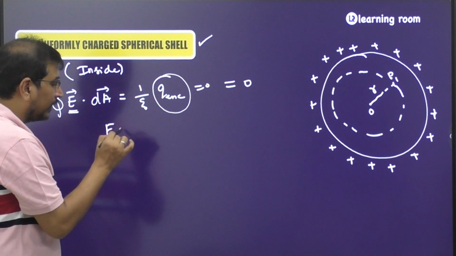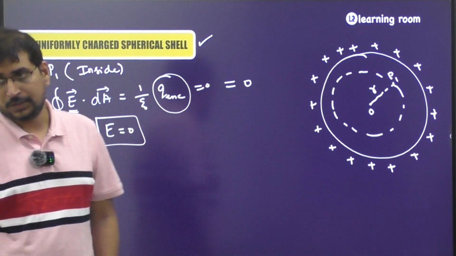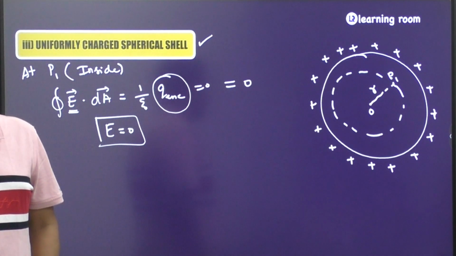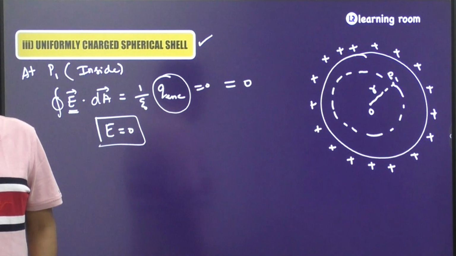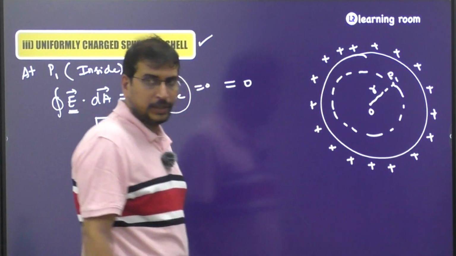Meaning there is no electric field present inside a spherical shell. So where does it start from? It starts only from the surface, because that is where the charge is present. Am I clear with this? Right. Now we'll do it for an outside point.